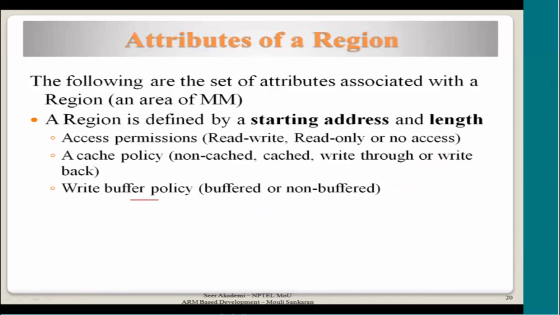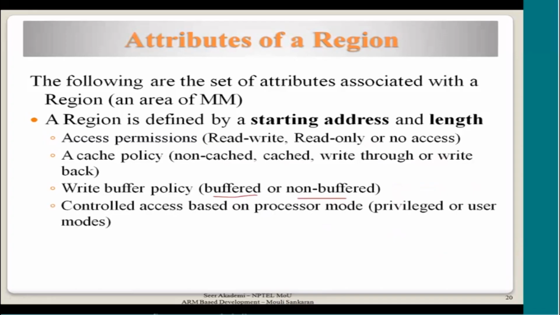So if there is a write buffer, whether it can go through a buffer or not, that's a decision which you can defer. Controlled access based on processor mode. This is another thing which I have not told you.